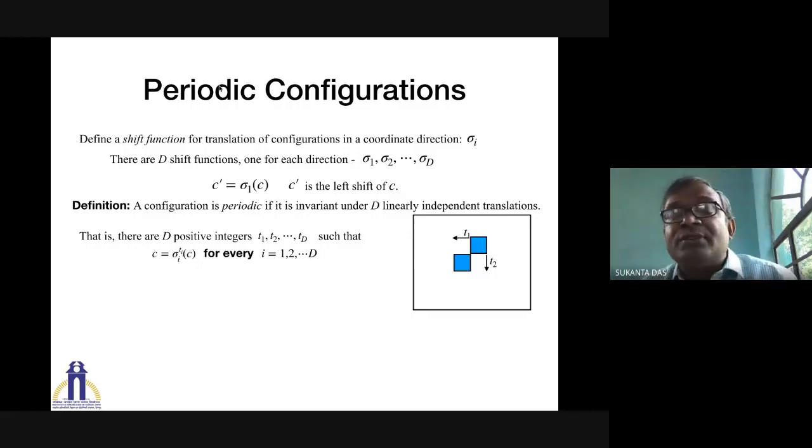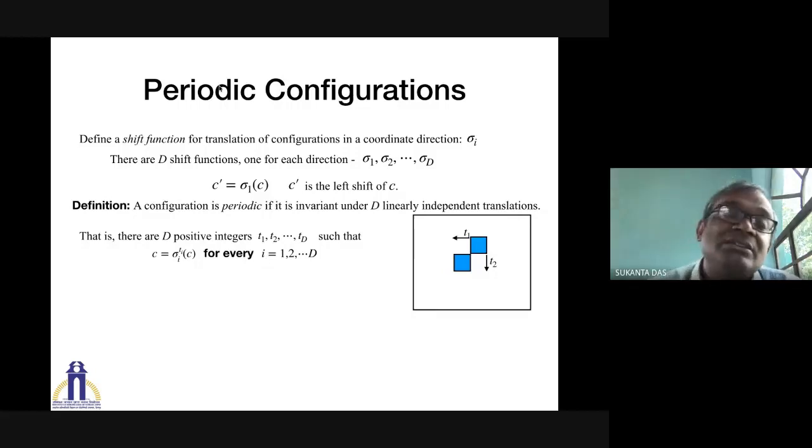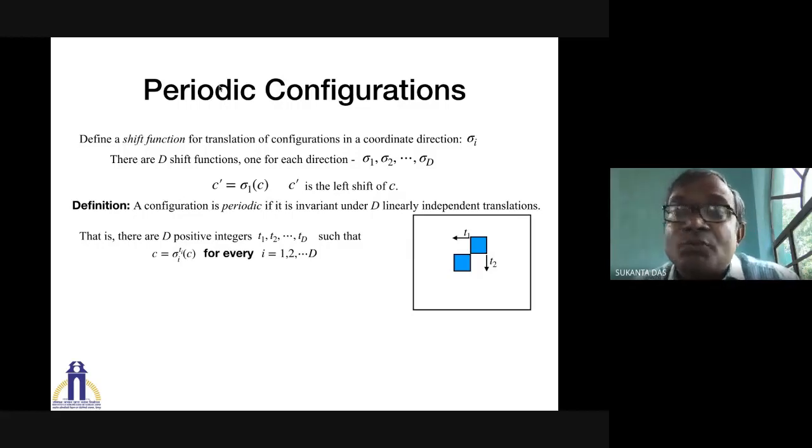Repetition follows this one: C equals the sum over i of T_i applied to C, and it's true for every i. See in the figure, first I have applied T1. If I apply T1 only, then I get the small box on the left-hand side. Now if I apply T2 only, then I get this small box, the first small box in the downward direction. And if I apply both, I get the one which I have shown here.